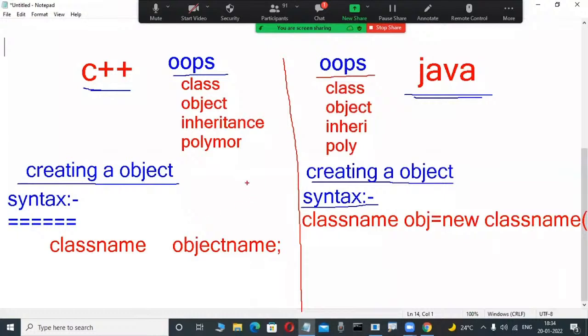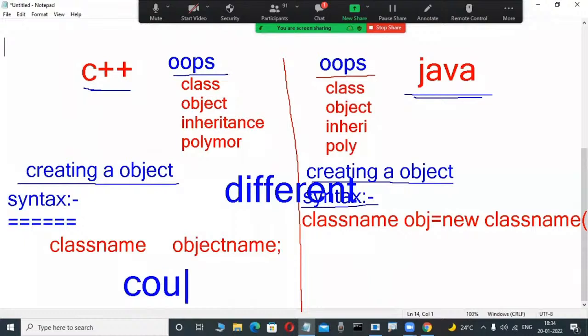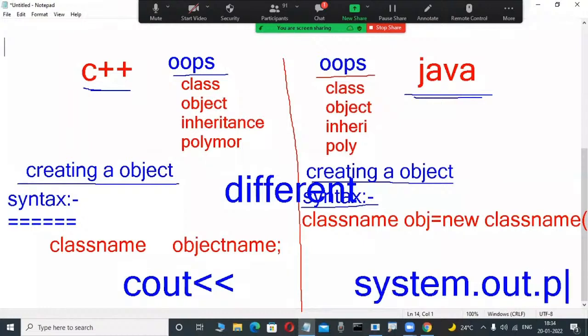Different. Syntactically different. Observe here. Syntactically different, but conceptually OOPS concepts are same. And functions are also totally different. Suppose in C++ I want to display output, cout is a function there, streaming output only. And in Java, what is the function? System.out.println is there or not? Yes, that's why syntactically different.